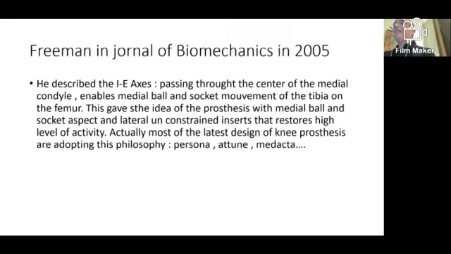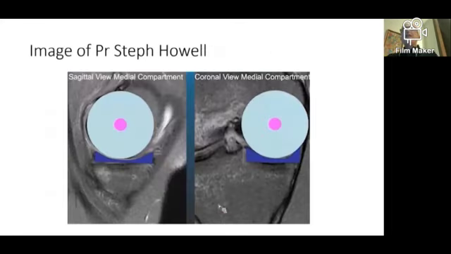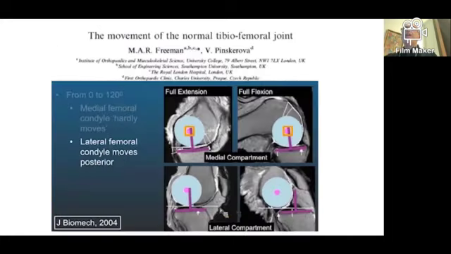Actually, more of the latest designs of prostheses are adopting this philosophy, but in a different way. It is not exactly the same way, like the Persona or Attune or Medacta. The team of Medacta is very concerned with this principle of ball and socket in the medial condyle. They took these examples from images from Professor Stephen Howell from Sacramento in California. These images show the principle of the medial condyle, and on MRI we see that it is almost a perfect circle and a socket on the tibial plateau on the sagittal and coronal views.